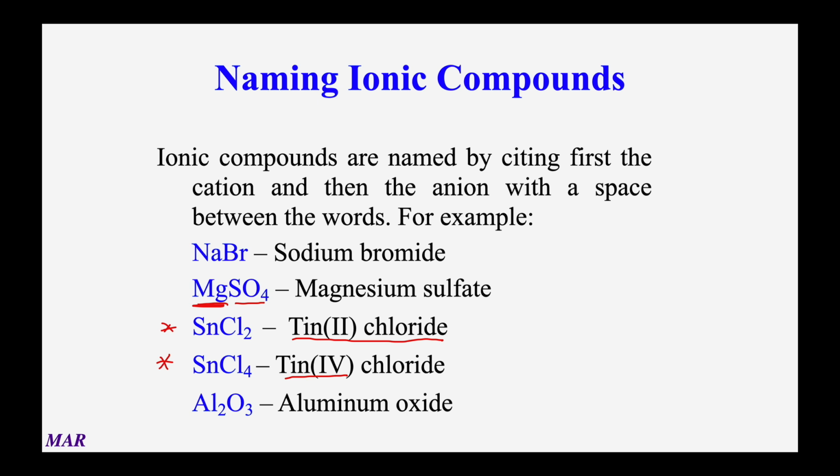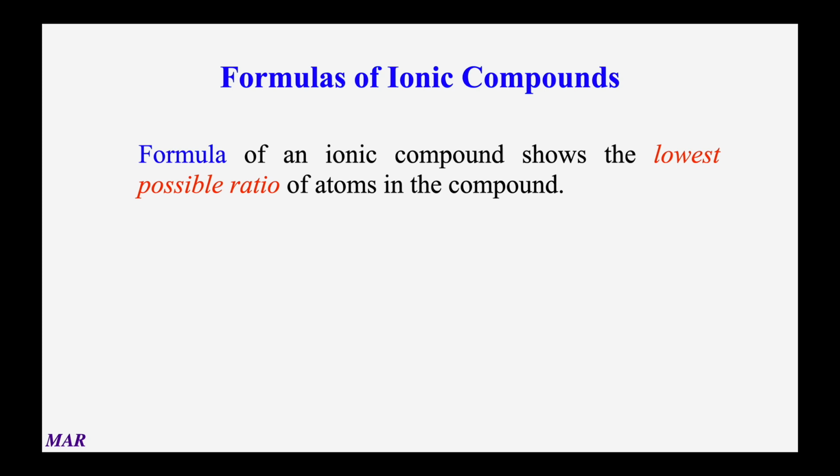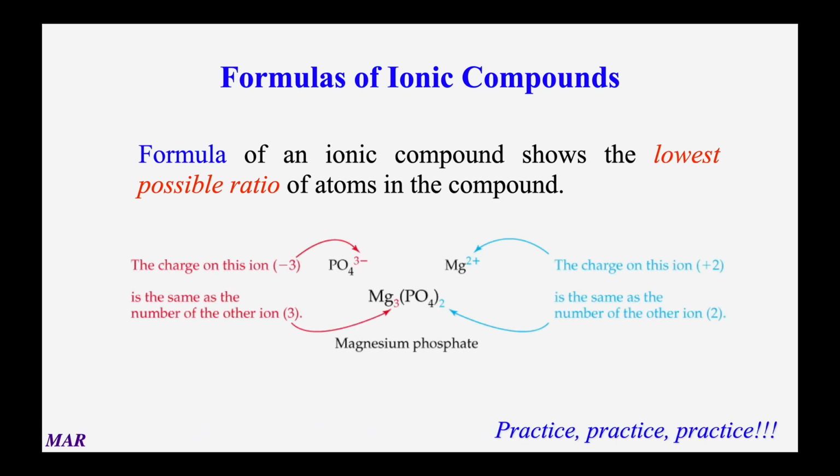So notice in all of these, we're definitely trying to get a neutral compound, and that's super important in this section. If it's a variable charge metal, we've got to put that in. You do need the polyatomic ion names and charges to figure it out. Formula of an ionic compound: the formula will always show the lowest possible ratio of atoms in the compound. So, for example, when you have magnesium and phosphate coming together, magnesium is +2 and phosphate is -3.